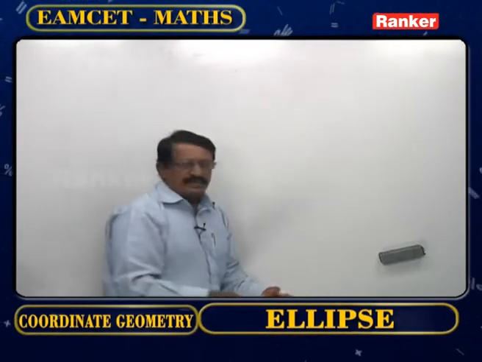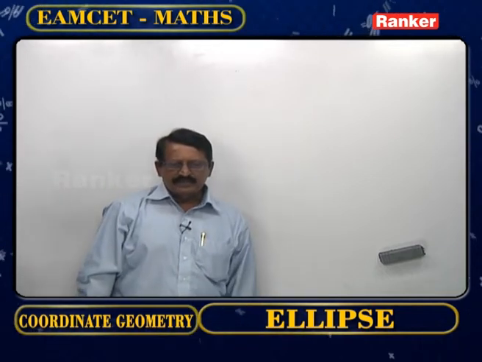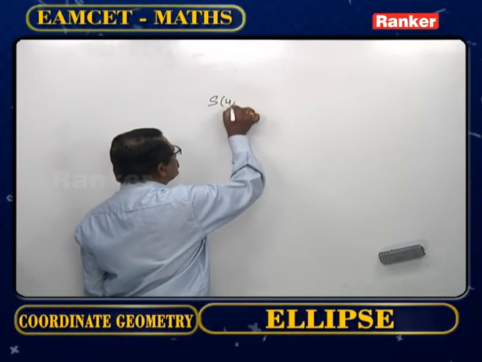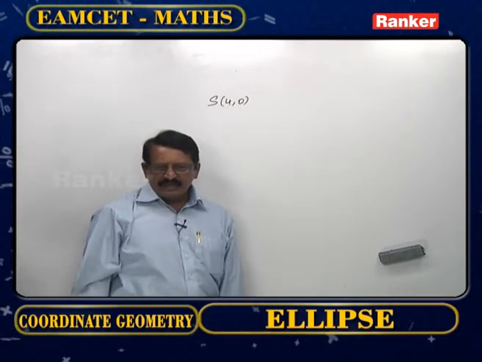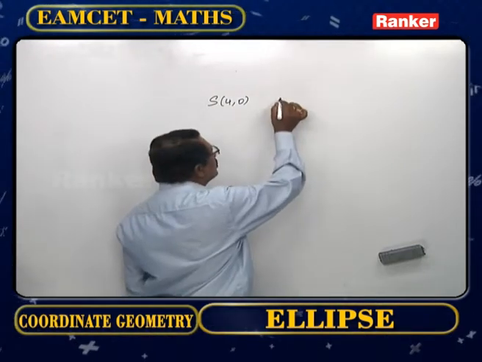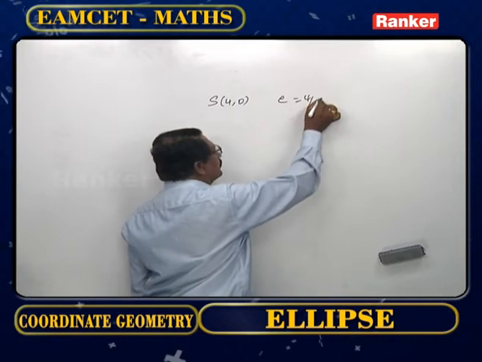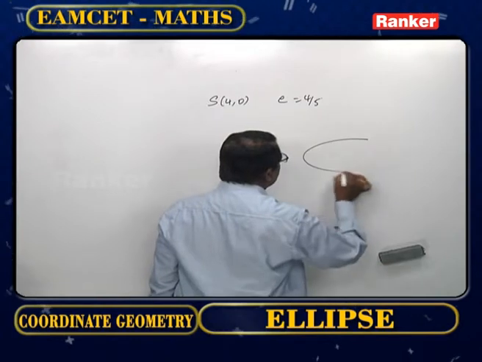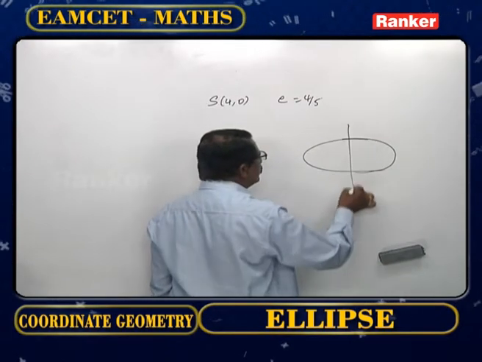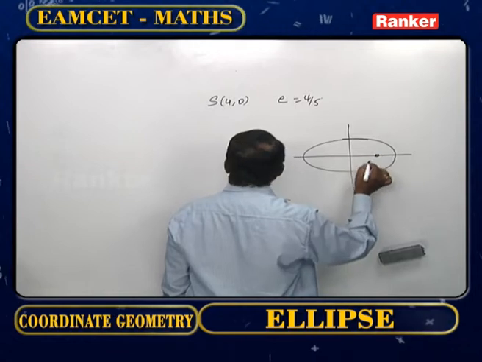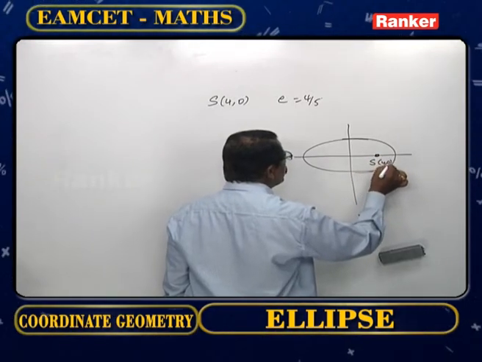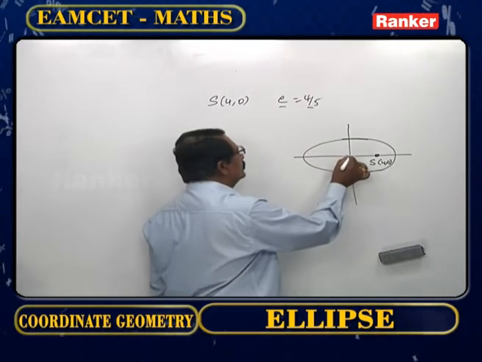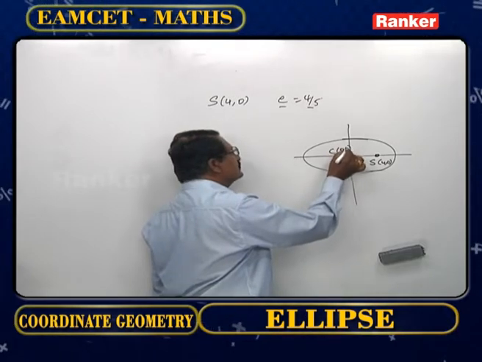Now we can do some problems on the ellipse. First problem: the equation of the ellipse whose one focus is at 4, 0 and whose eccentricity is 4 by 5. The required equation of the ellipse is in the standard form, given one focus 4, 0, eccentricity e equals 4 by 5, and center 0, 0.